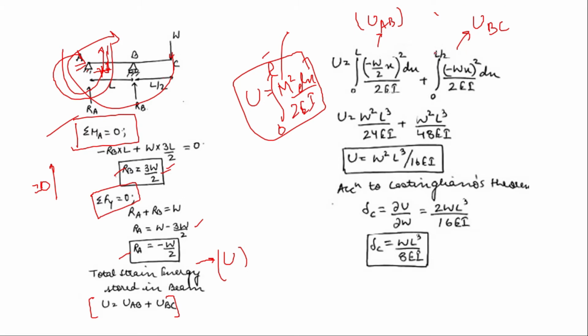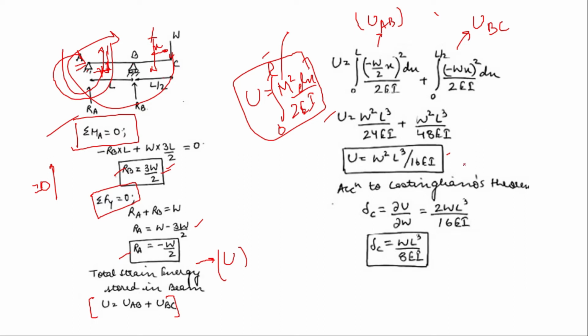And here also we integrate from 0 to L by 2, since the distance is L by 2, and the moment M is equal to minus WX. Why? Because this load W is acting at a distance X from C, so the moment here will be W into X. So we take minus W into X upon 2EI. Total strain energy U, after solving this equation, we will get as W square L cube upon 16 EI.